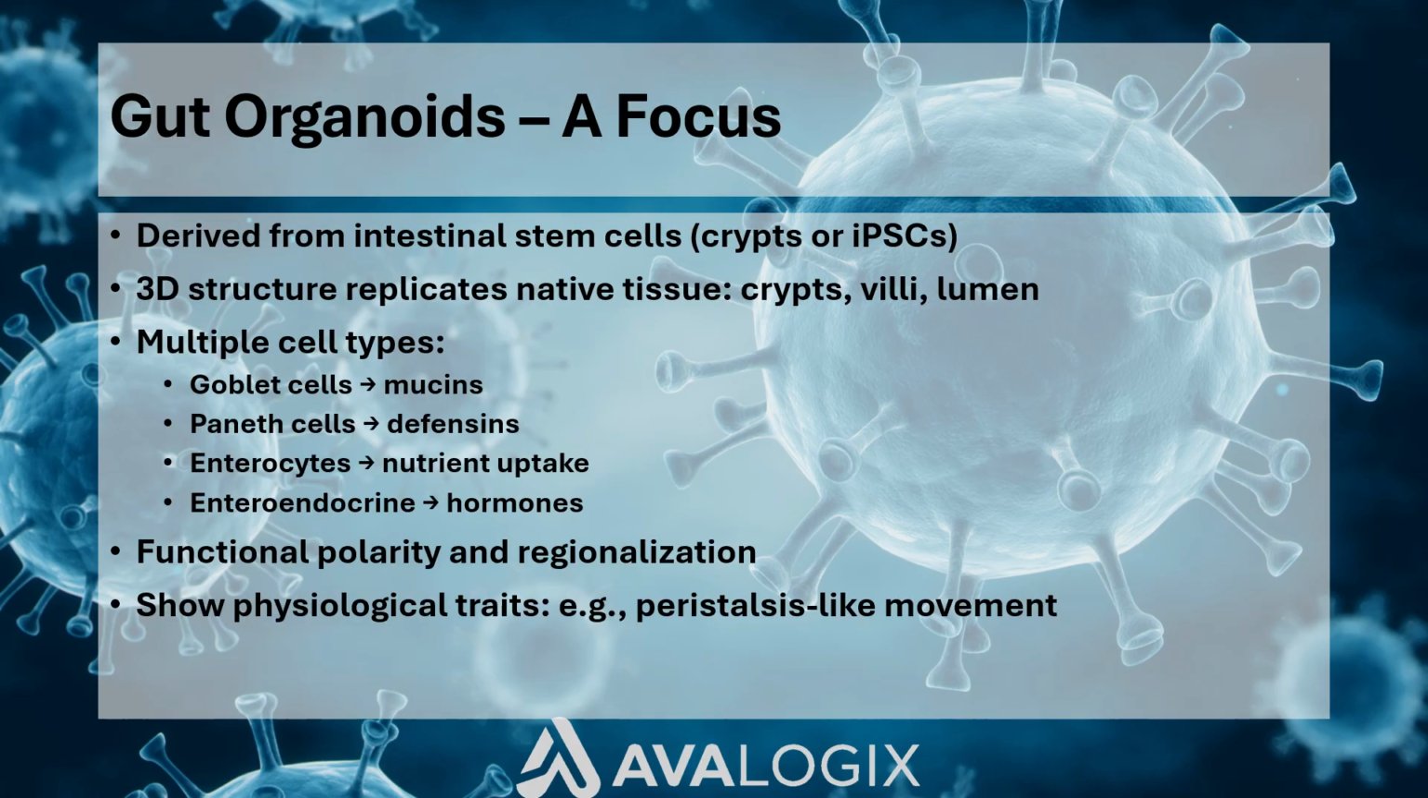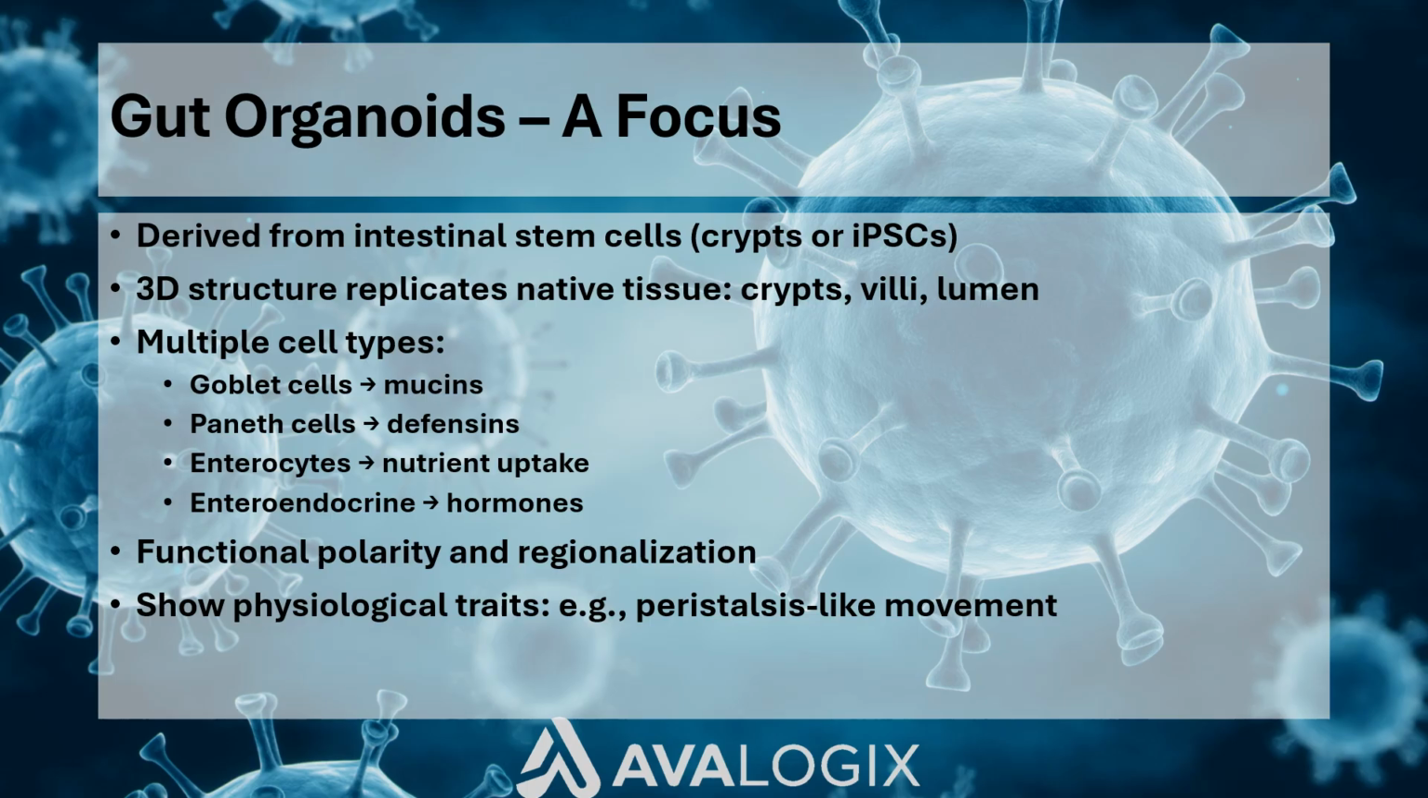Let's zero in on one of the most widely used organoid systems for microbiome research, intestinal organoids, often called enteroids or colonoids depending on the source tissue. These gut organoids are typically derived from adult stem cells residing in the intestinal crypts or from induced pluripotent stem cells. Once cultured under the right conditions, these cells organize themselves into 3D structures that recapitulate key features of the native intestine. They form crypt-like domains and villus-like projections, contain multiple cell types including enterocytes, goblet cells, enteroendocrine cells, and Paneth cells, and show functional polarization.